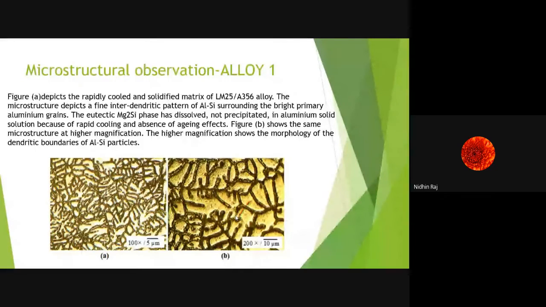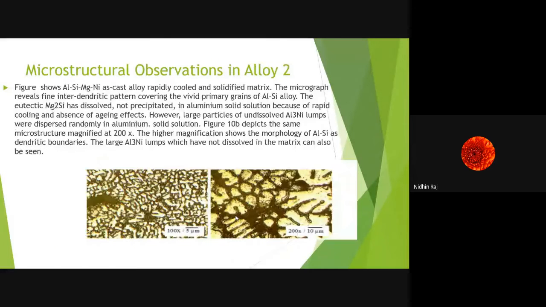Now figure B, the second figure here, shows the same microstructure at a higher magnification of 200x. And the higher magnification shows the morphology of the dendritic bond of aluminum silicon particles clearly. Okay. So that is regarding alloy 1's microstructure. Now moving on to alloy 2's microstructure.